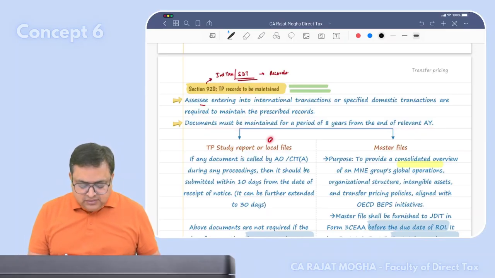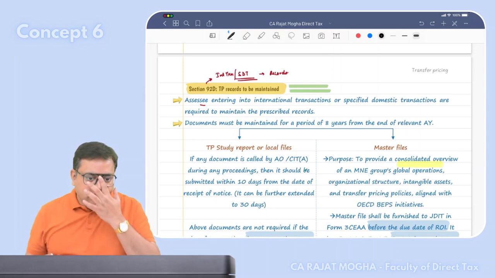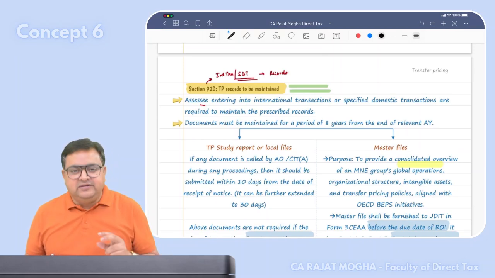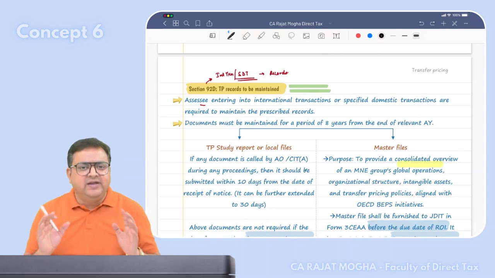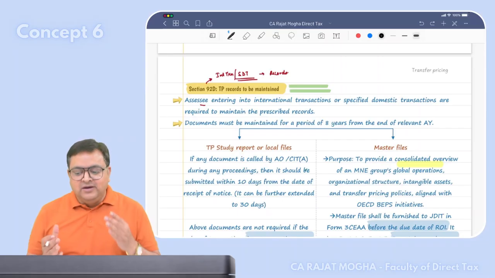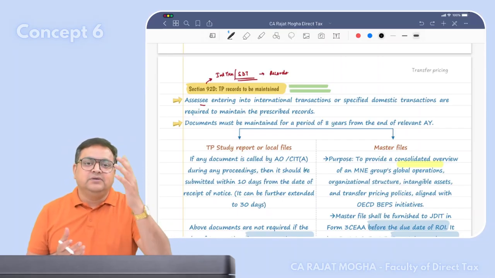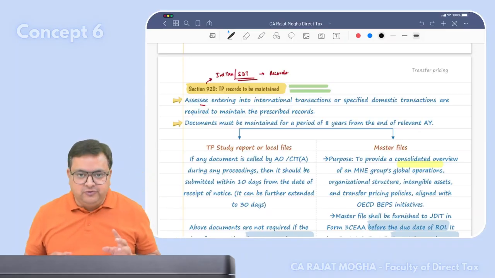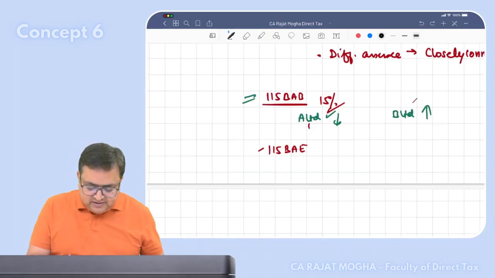Now, I'll be telling you some more points about this, but which are more related to international transactions. Specified domestic transaction is very easy, you just have to maintain the record. But for international transactions, you have to give information not only for the transaction which is happening, but also related to your group, the international group to which you belong.